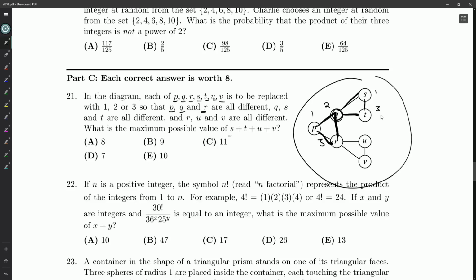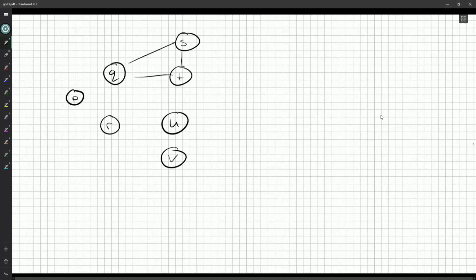What is the maximum possible value of S, T, U, and V? So these four numbers right here. Okay, so we might think, how can I make the largest possible value? I'll just copy the picture here: P, Q, R, S, T, U, V. So we care about S, T, U, and V. Well, if the numbers are only to be 1, 2, and 3, you would think, just make them all 3, right? That would get me the largest possible value no matter what, and that would be 12.